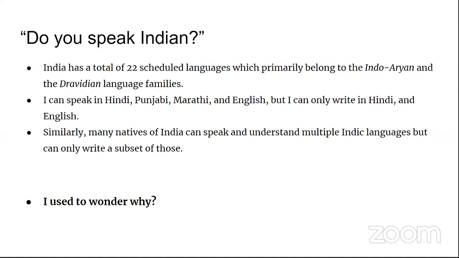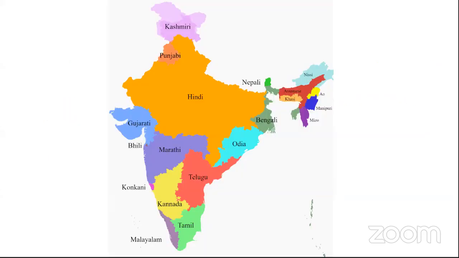Okay. So similarly, many natives of India can speak and understand multiple Indic languages, but can only write a subset of those. So I used to wonder why. This is something that forms the very core of my PhD research. So this is a map of India. I would apologize if I'm missing something here, but these are the languages that are probably spoken in the state. So Hindi seems to be spoken in most of the northern belt.